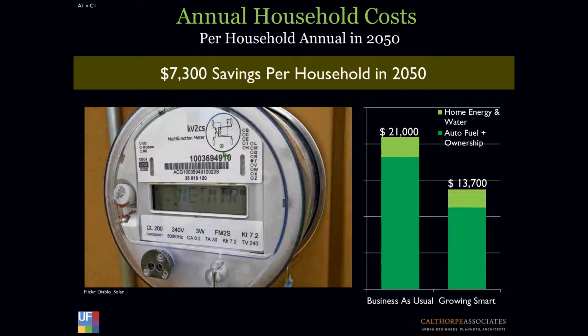Annual household costs. So boiling this down to the pocketbook is really critical. So we talked a little bit about the fuel costs, but more than $7,000 savings per household in 2050. When your median income is $50,000, this is a very significant portion of household costs. So most of this is related to reduced use of passenger vehicles, or reduced need for them in more compact, walkable, and accessible locations.